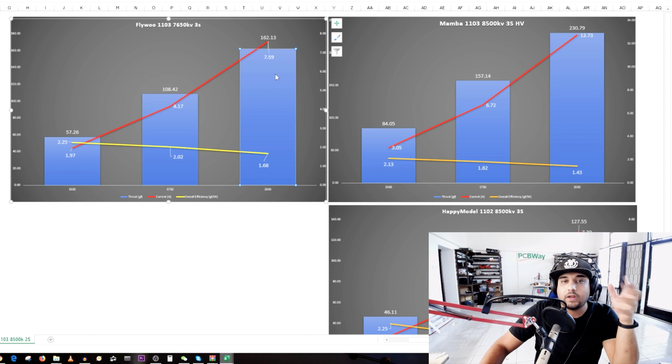Now, if we take a look at the Flywoo's peak full throttle performance or thrust, we see we get 162 grams of thrust here at roughly 7.5 amps. Now, if we compare the full throttle of the Flywoo to the Mamba, we see that the Mamba was actually getting to the Flywoo's full throttle at around 75% throttle. But then again, that's due to the KV. So we can take a look, for example, at the efficiency here. And what we see is that the Mamba would actually be more efficient than the Flywoo here. But the Flywoo theoretically would have a bit more torque.